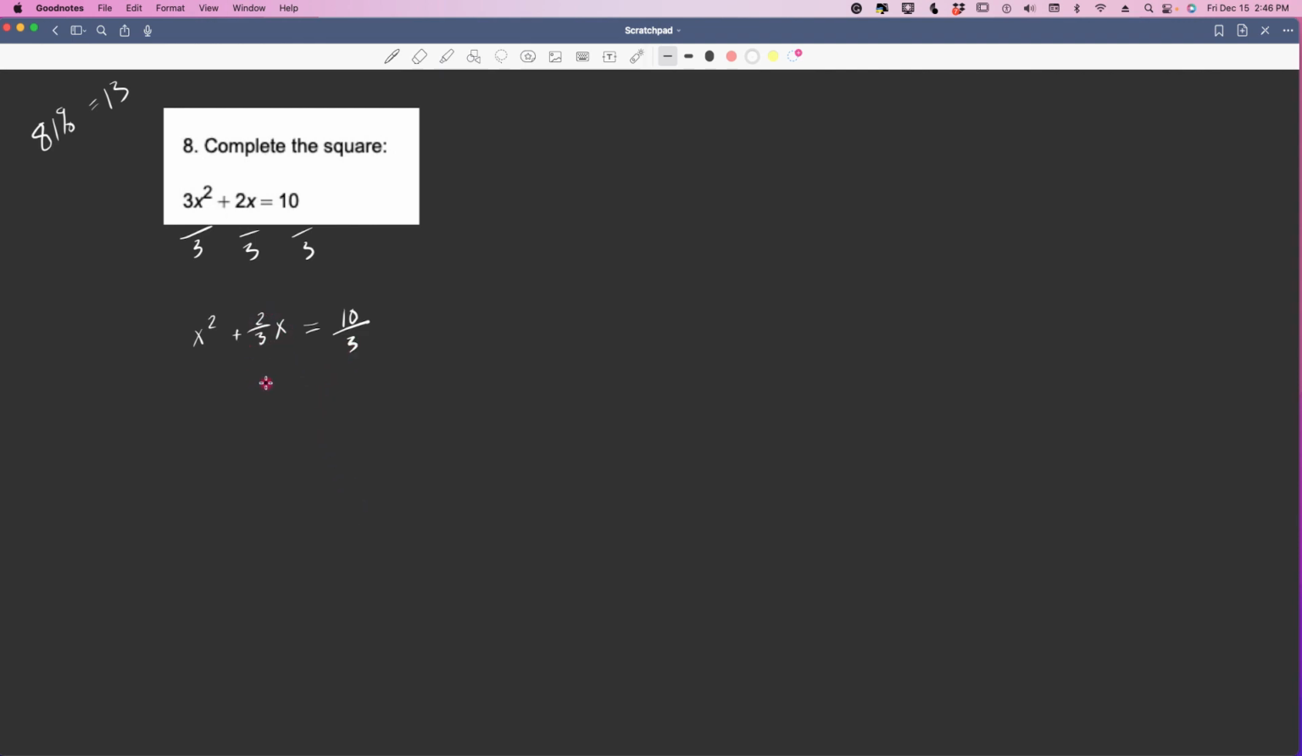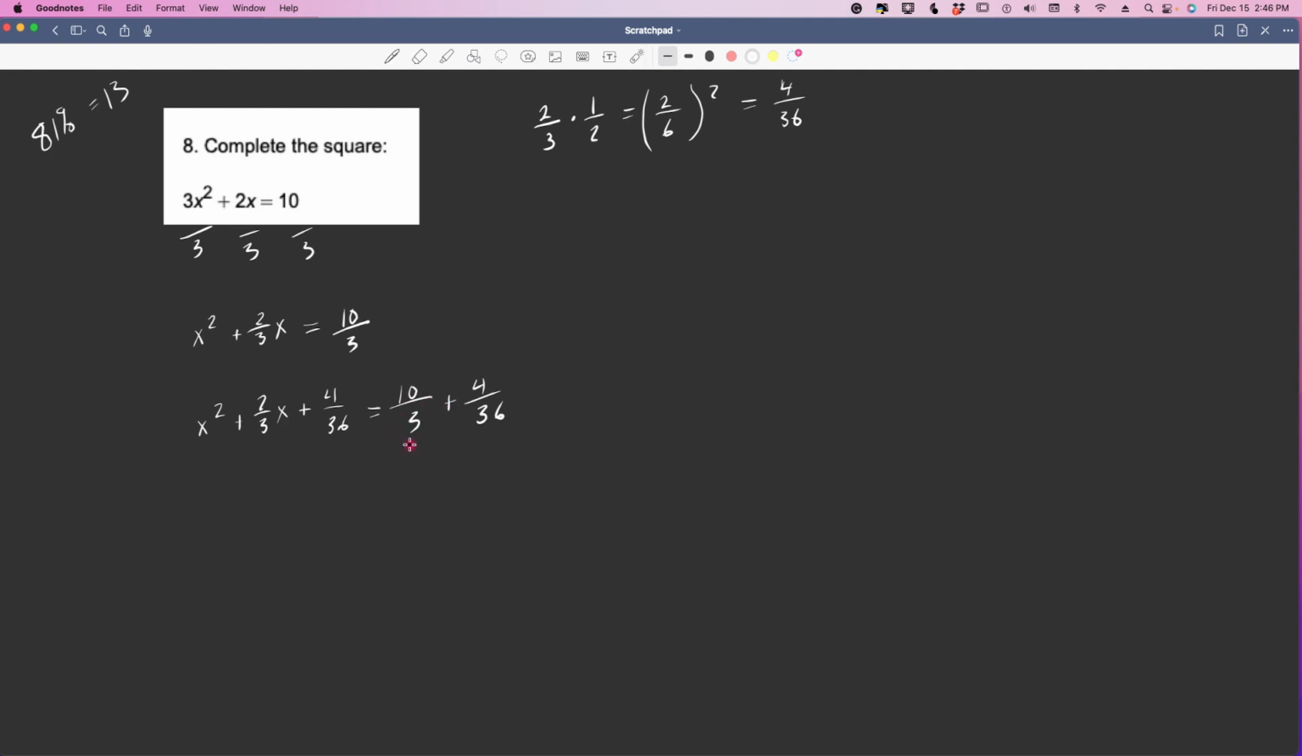Now we're going to take this x term, and we are going to divide it by 2, which means we're going to multiply it by 1/2. And that's going to equal 2 over 6. And then we're going to square that, which is going to equal 4 over 36, right? Now we're going to add this to both sides. x squared plus 2/3 x plus 4 over 36 is equal to 10 over 3 plus 4 over 36.